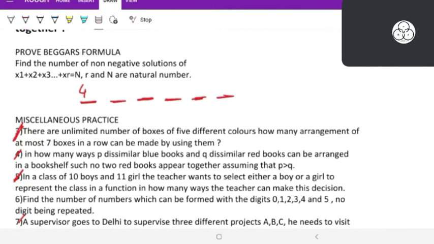Sorry. There are unlimited number of boxes of 5 different colors, so 5 options. For the next also we are having 5. For the next we are having 5, 5 and 5.